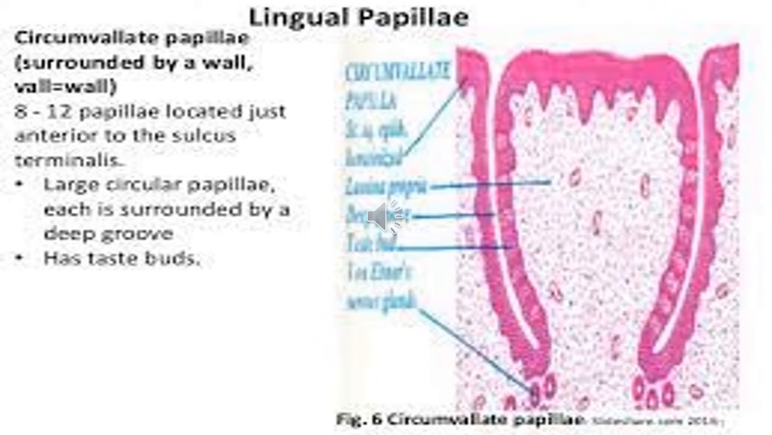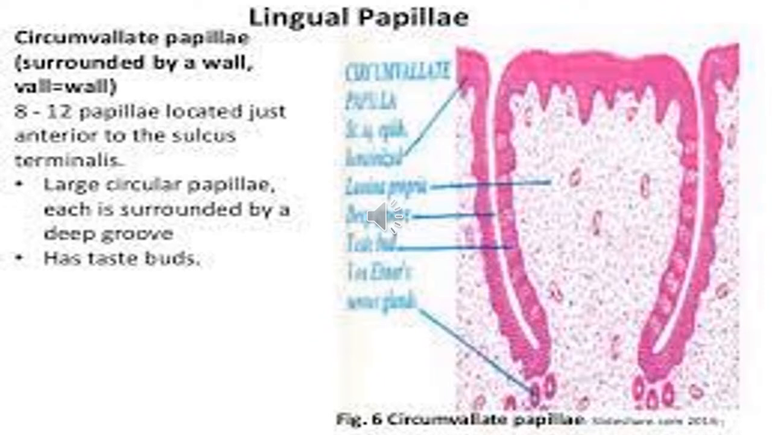Then comes the third difference, that is the presence of the taste bud. Filiform papilla, although they are most numerous and cover most of the dorsal surface of the tongue, do not have any taste bud in them. While the fungiform, circumvallate, and the foliate papilla have taste buds in them.